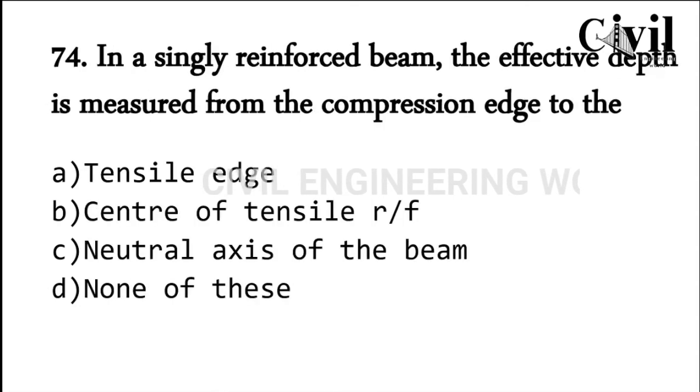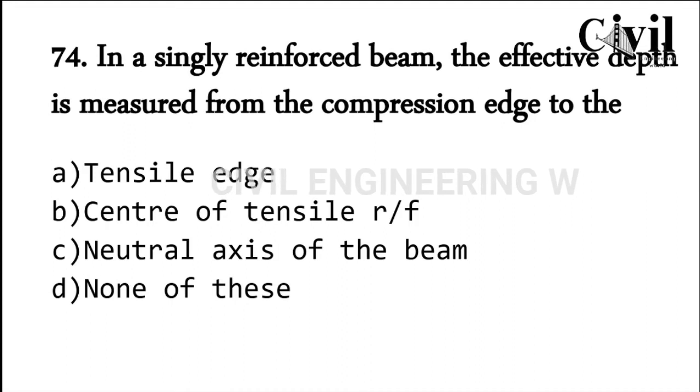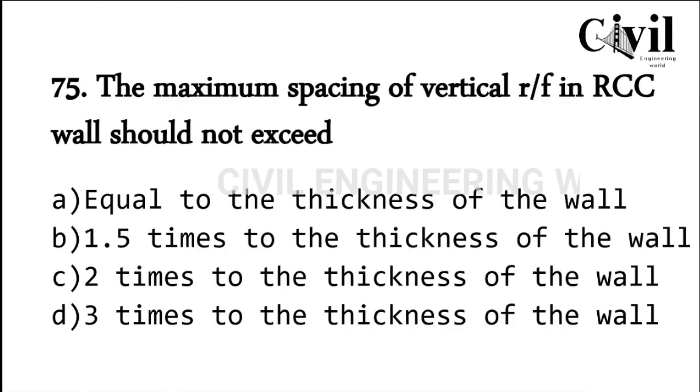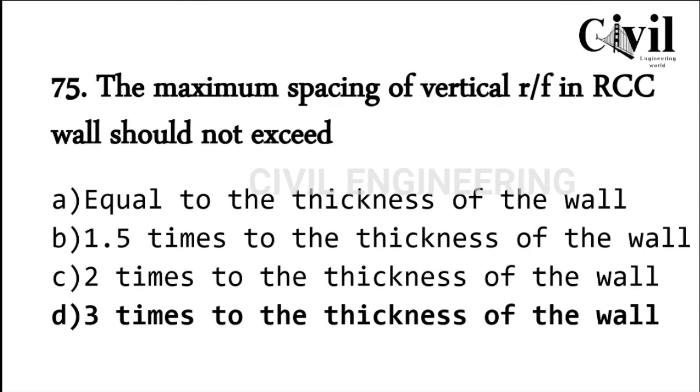Okay, so in a singly reinforced beam, the effective depth is measured from the compression edge to the... so this is the singly reinforced, so this is the center of the tensile reinforcement. B is the correct answer. So the maximum spacing of vertical reinforcement in our reinforced concrete should not exceed 3 times. So here we have the maximum spacing should not be greater than 450 mm, or it should be less of 3T or 450. So here whichever is less is used. So 3T, in this case we have our thickness, so D is the correct answer.